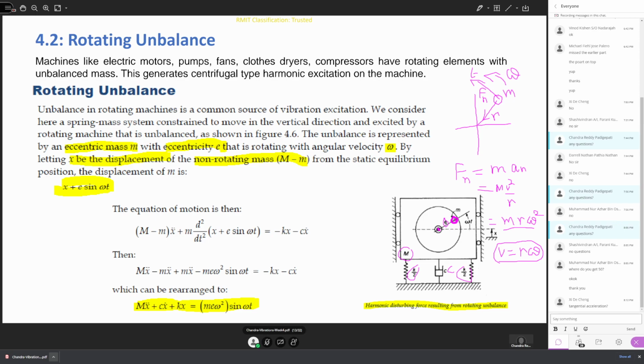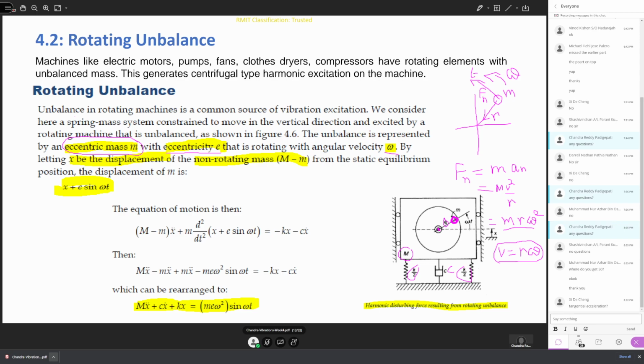Now let us consider an unbalance in rotating machines. So we consider a mass and spring system with a damper. What to consider here is this is an eccentric mass m. The eccentricity is the distance this mass is located from the axis of rotation, that is e, rotating with angular velocity omega. So the system is rotating with angular velocity omega.